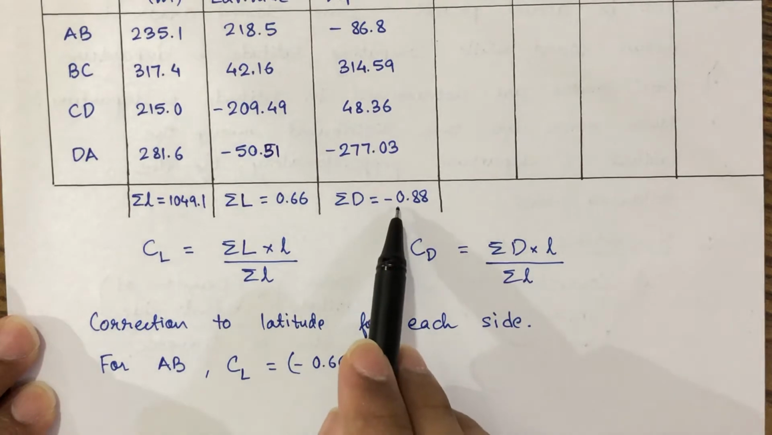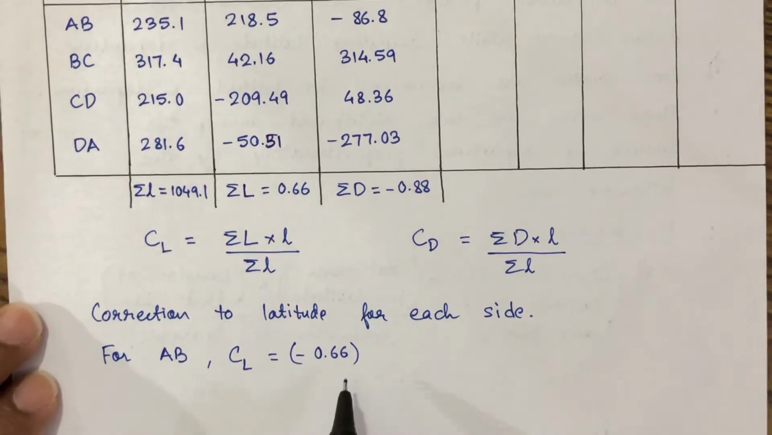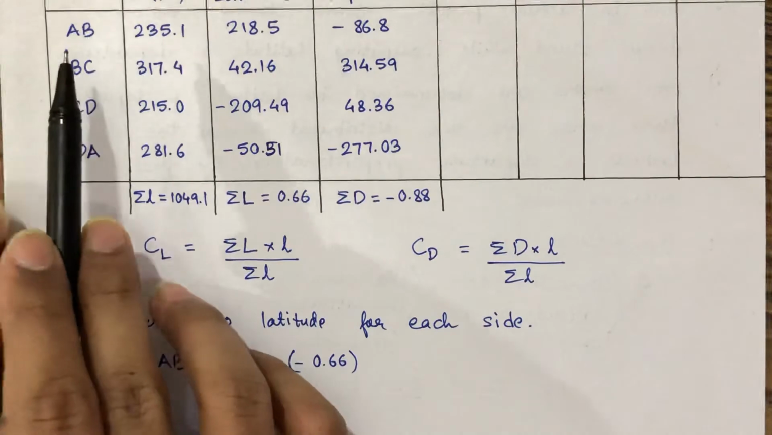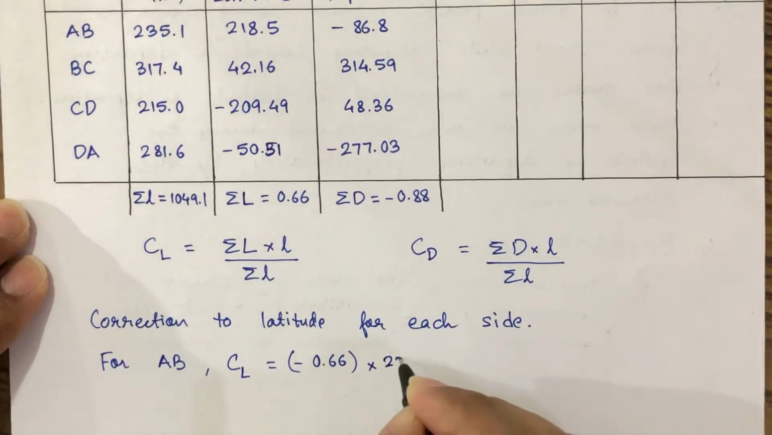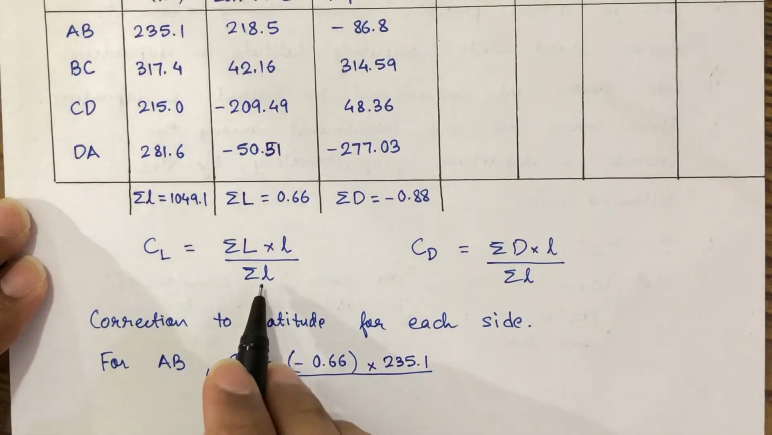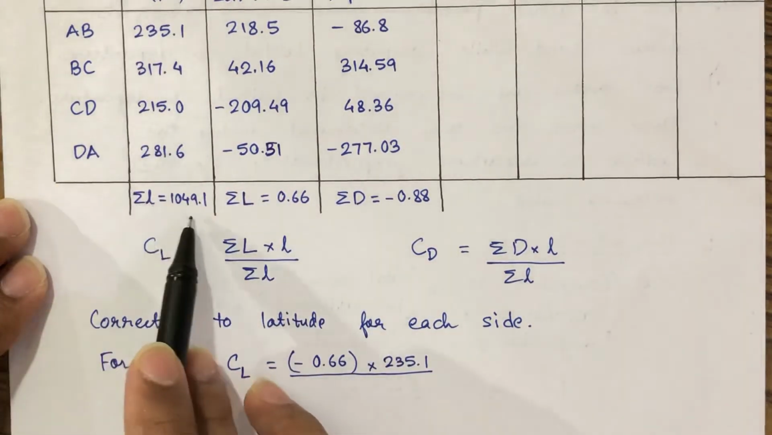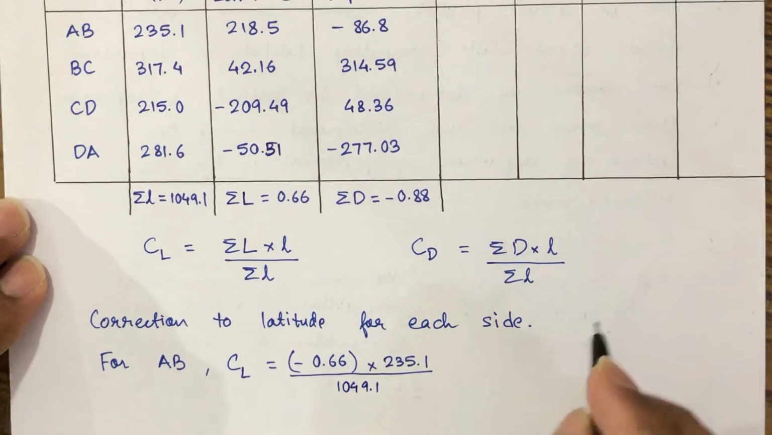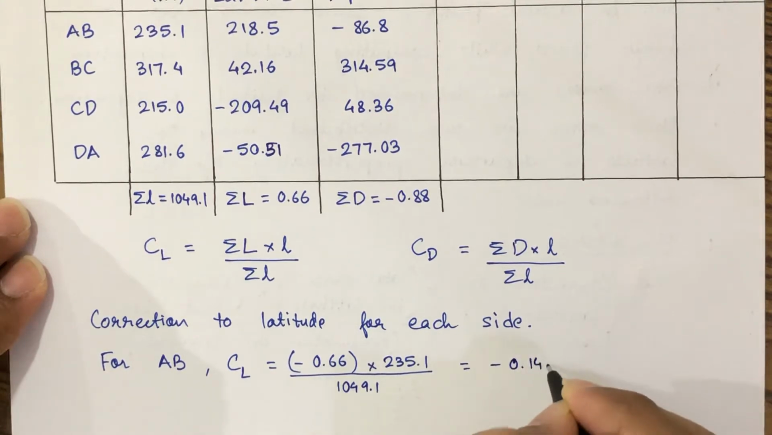Here the error is minus, so in case of departure the correction will be plus. So this is minus 0.66 into L. Now L is the length of AB. We are doing for side AB. So for AB the length is given as 235.1 upon summation of L, that is the perimeter of the traverse. Summation of all this is 1049.1. On calculating, this value comes out to minus 0.148.